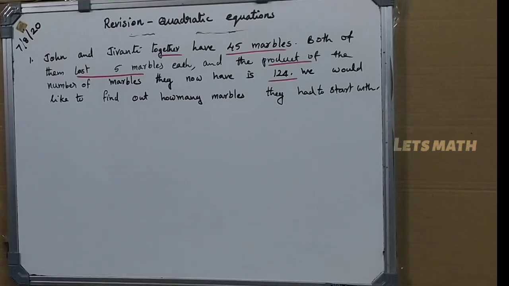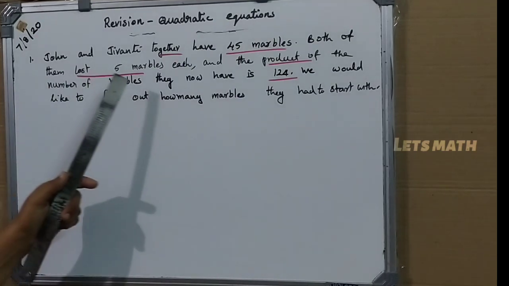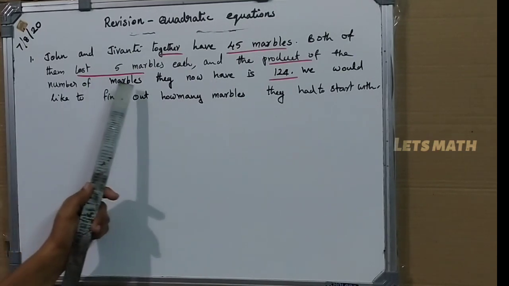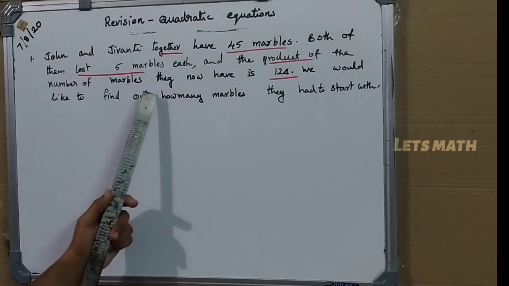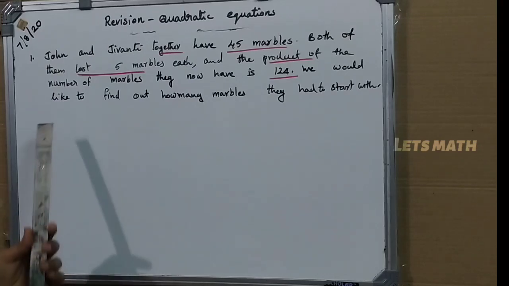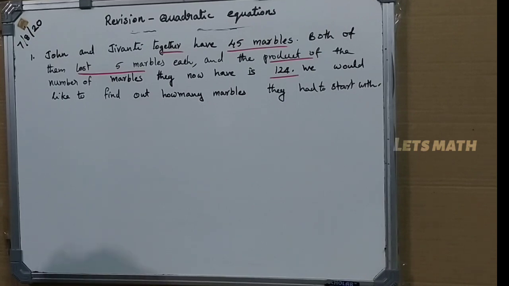That is, simple word problems on quadratic equations. See here the question. John and Jivanti together have 45 marbles. Both of them lost 5 marbles each, and the product of the marbles they now have is 124. We would like to find out how many marbles they had to start with.